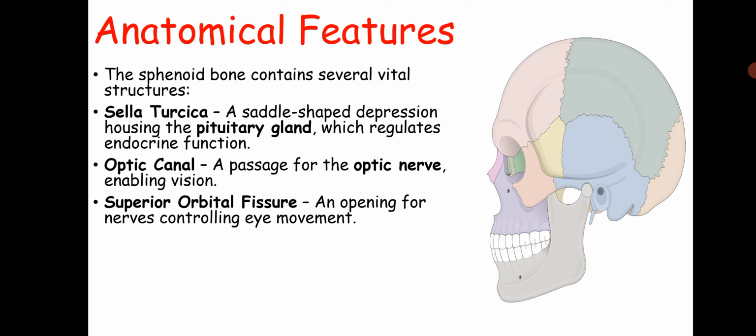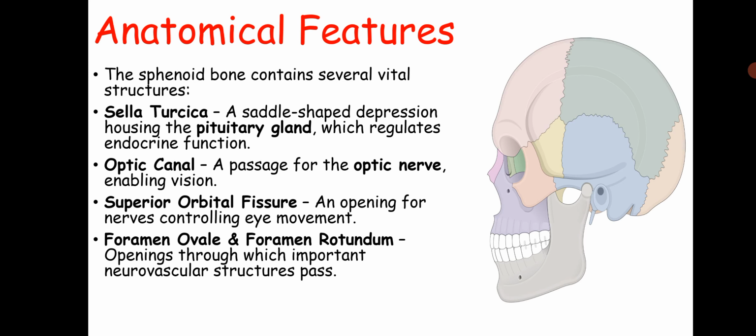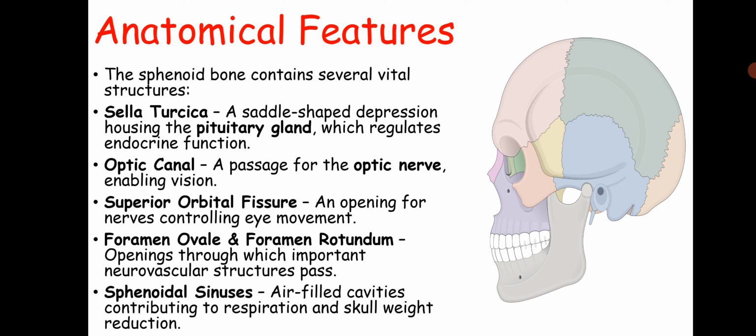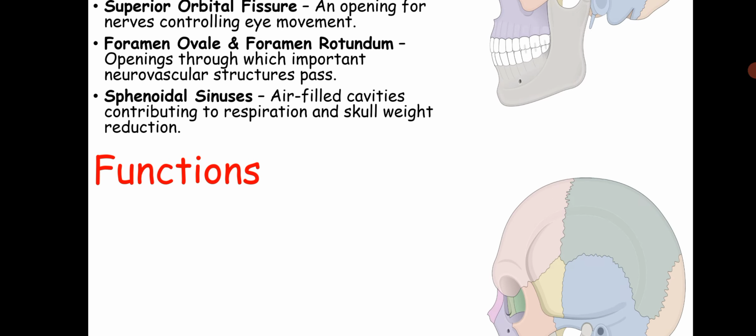Third feature is the superior orbital fissure, that is an opening for nerves controlling eye movement. Fourth feature is the foramen ovale and foramen rotundum, that are openings through which important neurovascular structures pass. And next is the sphenoidal sinuses, that are air-filled cavities contributing to respiration and skull weight reduction.